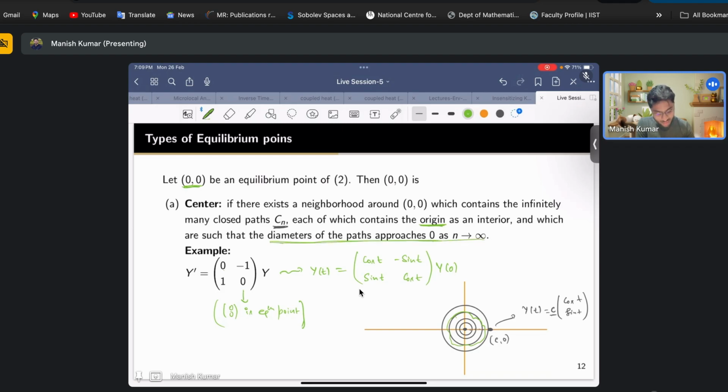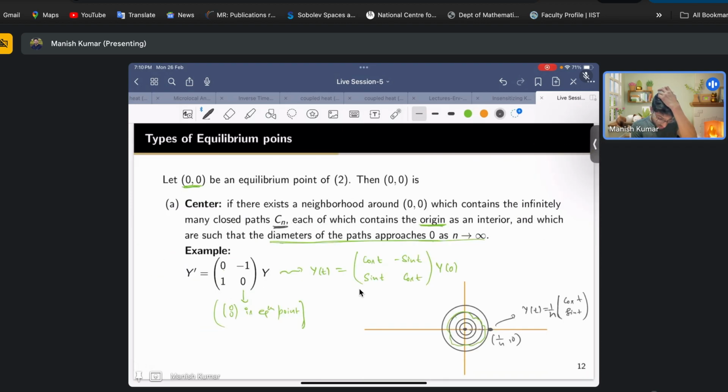So this is like p1, p2. Instead of c, I can choose, let's say, 1 by n. So this c is nothing but (1 by n, 0). You can see that as n goes to infinity, this path is becoming smaller and smaller. So this is an example of a center, how the center equilibrium points look.